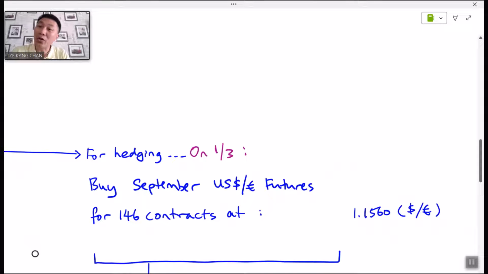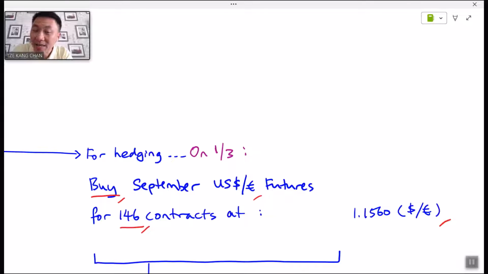With this information, you need to know how to create the hedge on 1st March. Based upon the knowledge you should have learned from the Study Hub, which tells you how to determine the trading action, to buy or to sell, and how to determine the number of contracts, to create the hedge in this question, the company will need to buy the September dollar per euro futures, 146 contracts, at the price on the futures contract as given.